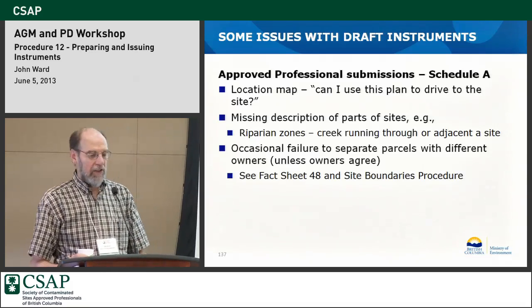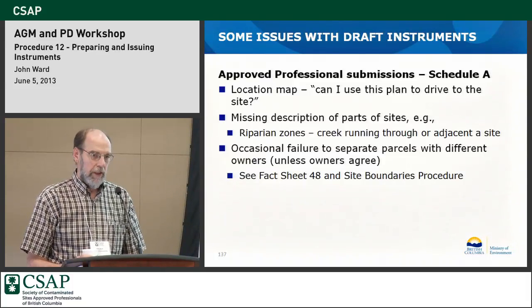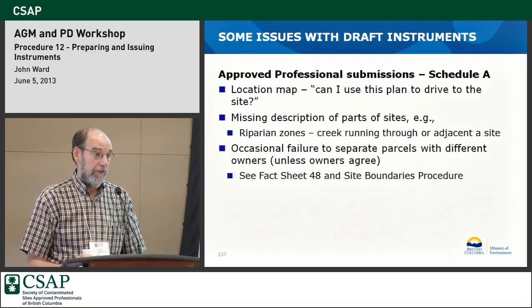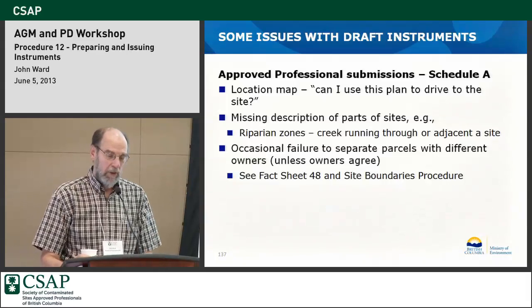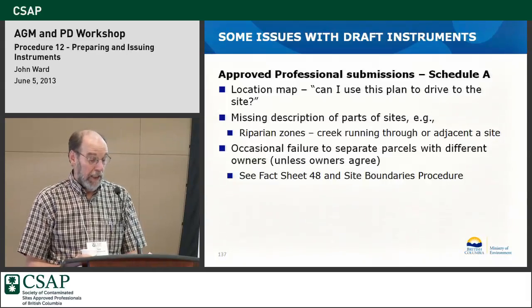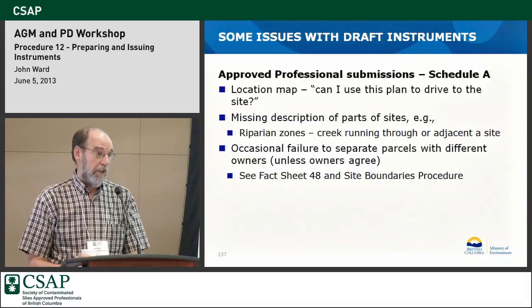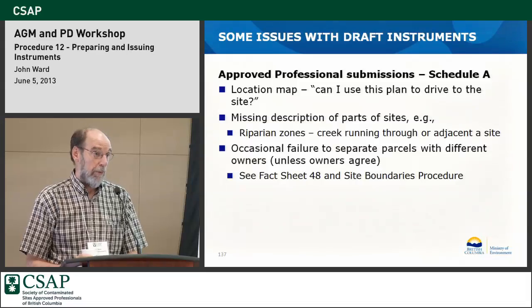Occasionally we get people who apply to combine parcels with different owners into one site. I've been talking about this for years now, first in the site boundaries procedure and then in fact sheet 48. So those are going to get turned back. We can do that, but there has to be supporting documentation and agreement by all the parcel owners to do that. And it does happen.